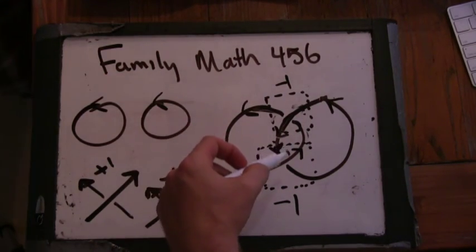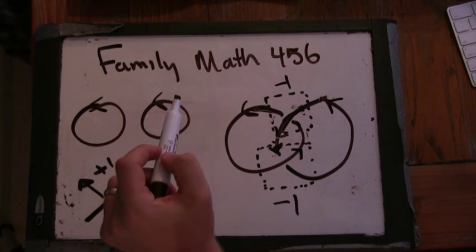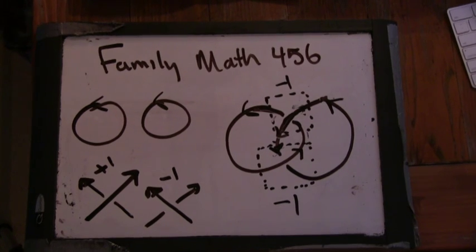Right, the value of this shape is -2, and what's the value of that shape? 0. So that means these two shapes are different. And that helps us see that they're different. Okay, so let's go to the next one.